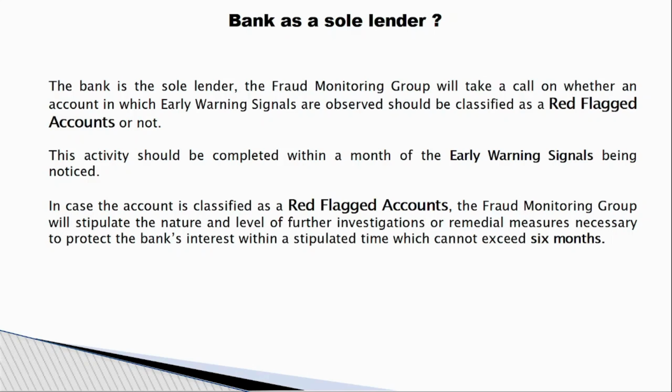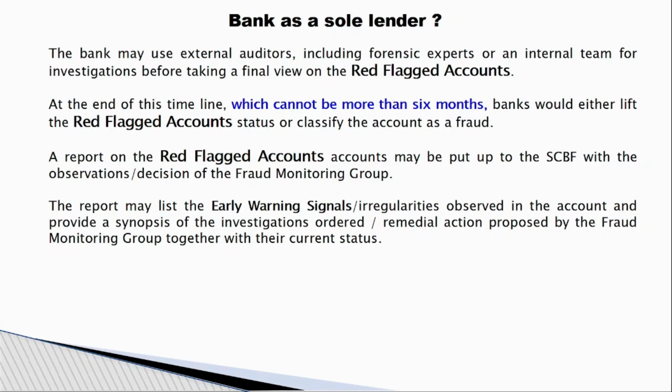So if it is a bank as a sole lender, meaning the borrower has taken the entire money from one bank, when you find the early warning signals, these accounts should be marked as a red flagged account or not. Within 1 month, this decision should be taken, and the entire process should be completed within 6 months. That is the same even if it is a single order. Within 6 months, the entire process should be completed and appropriate action should be taken on the account.